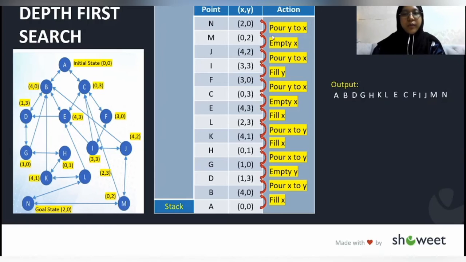From M we have to pour the 2 from Y to X. So we get the goal state, which is 2 in X and 0 in Y. Next, we have to clear the stack.